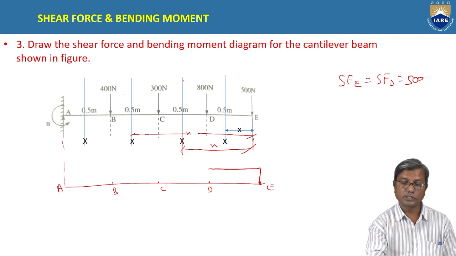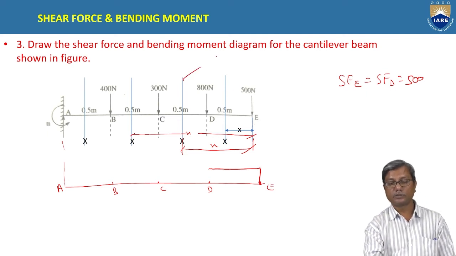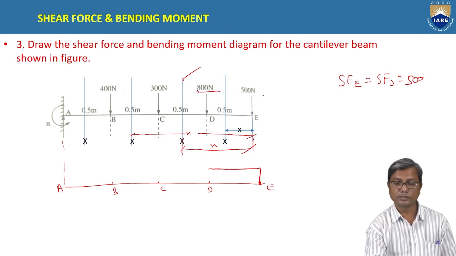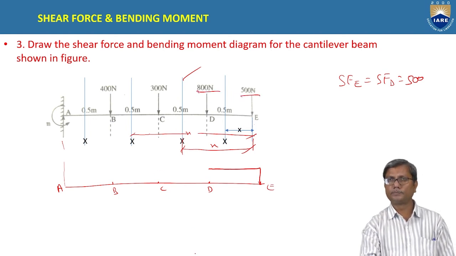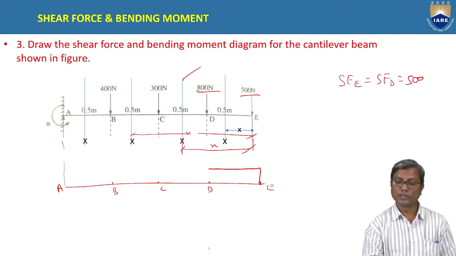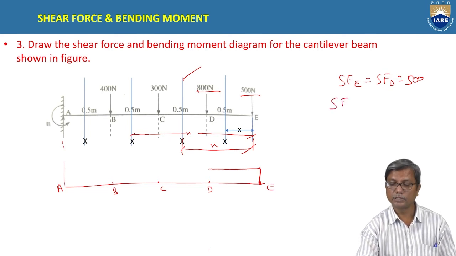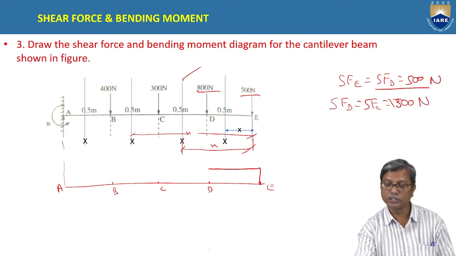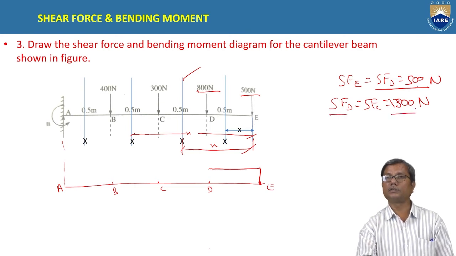So when you consider the section here, second section, what is the shear force at this section? Considering right hand side, free hand side, 800 plus 500. Both are downwards, so positive. 1300 total. Okay. And that remains same between D and C. So shear force at D and shear force at C are equal, 1300 newtons. And don't get confused here with shear force at D as 500 and shear force at D here is 1300.